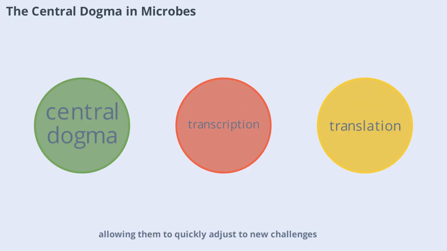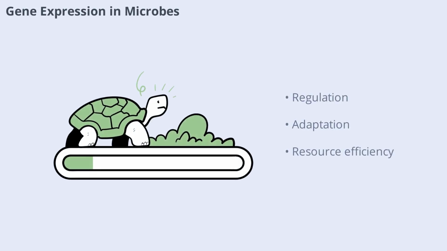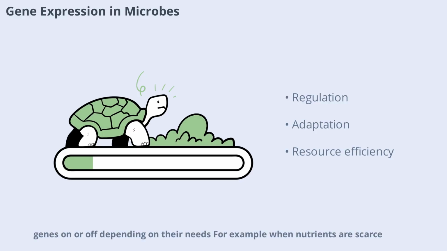Gene expression in microbes is tightly regulated. Not all genes are active at all times. Microbes use regulatory sequences in proteins to turn genes on or off depending on their needs. For example, when nutrients are scarce, certain genes may be activated to help the microbe survive. This flexibility is key to microbial success. By controlling gene expression, microbes can conserve energy and resources, ensuring they only produce what is necessary for survival.